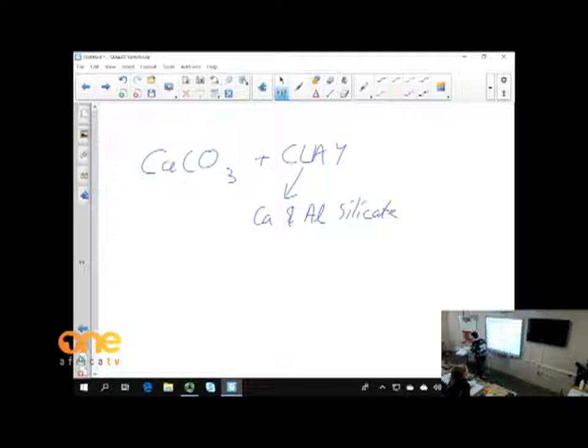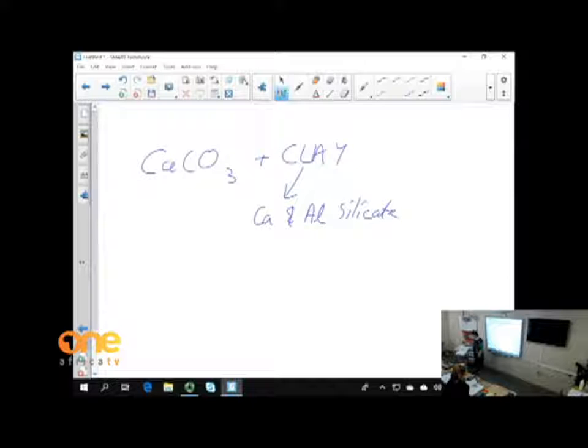Okay, alright. Then another use for limestone is a flux in furnaces for extracting metals. And when we do the extraction of metals, we will have a look at the use of limestone as a flux.